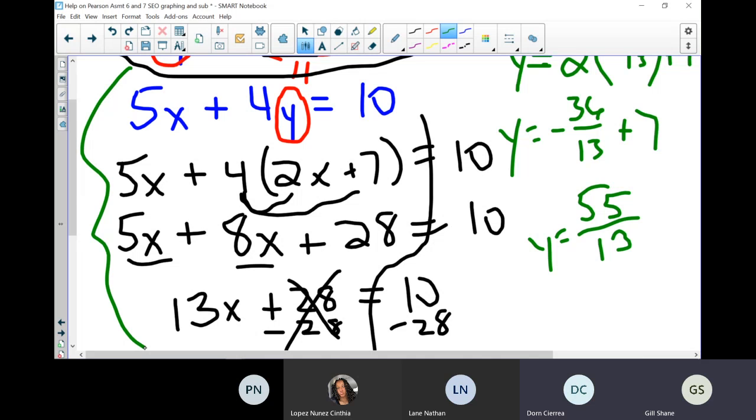So what's on the quiz? This and graphing, or just... there's 2 different quizzes that I'm in the process of making. One of them is just the graphing.